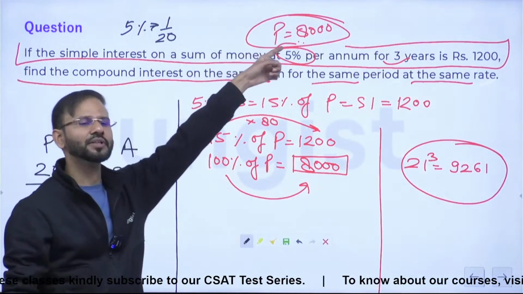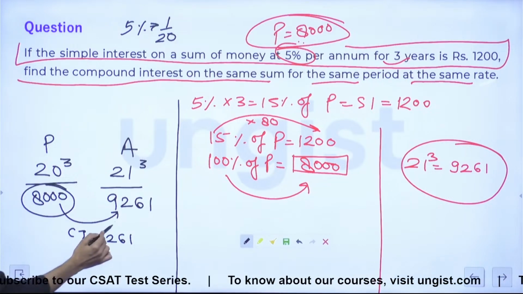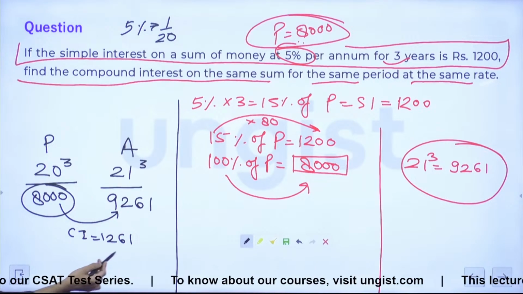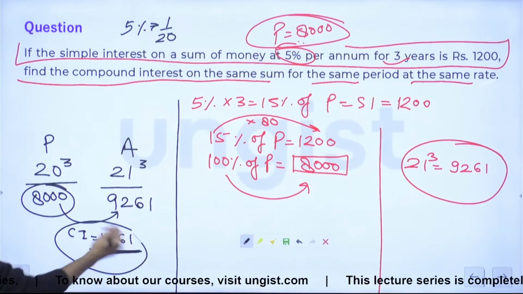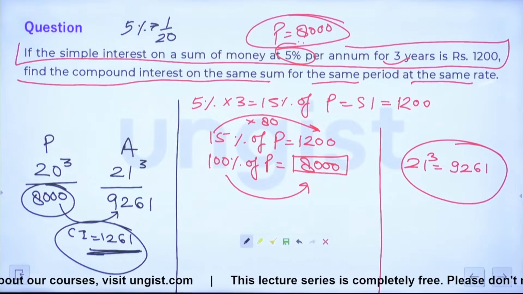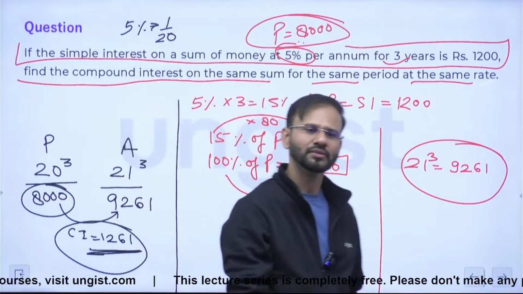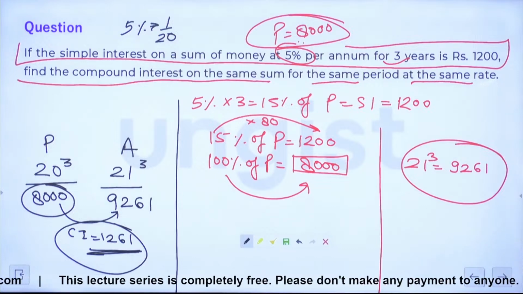So everyone, coincidentally, this is 8,000 only, right? So the principal in the question is 8,000. So actually we are getting just the same answer as the first. So the answer is 1261. Correct, everybody? Right, friends, any doubt? No? It's a very good question, guys. Right? Please note it down.